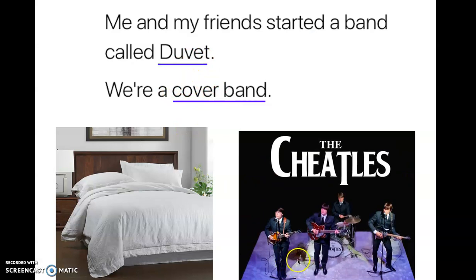Now a cover band is a band that doesn't play their own music usually. They play the music of another, more famous band. So for example, this group, the Cheetles, look at them. They look just like the Beatles pretty much. They play the music of the Beatles. And this is a special kind of cover band called a tribute band. Right? So a cover band covers the music of a famous band.